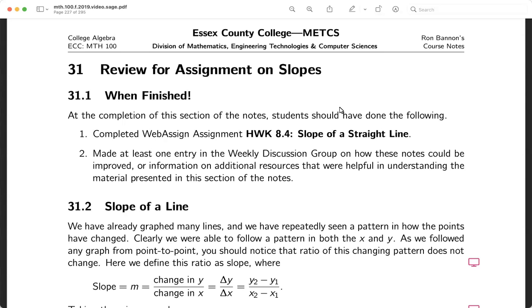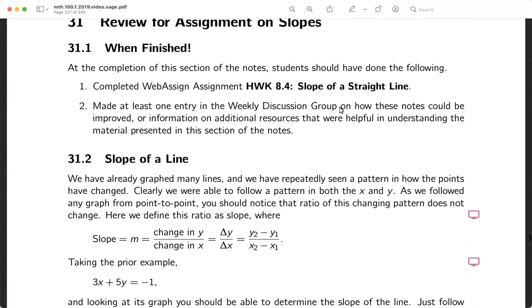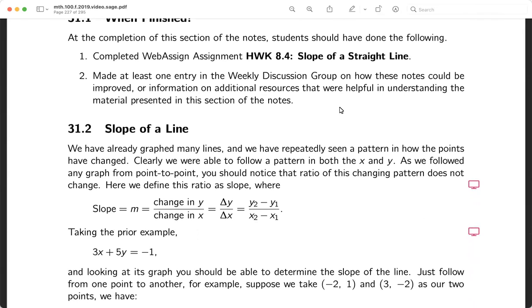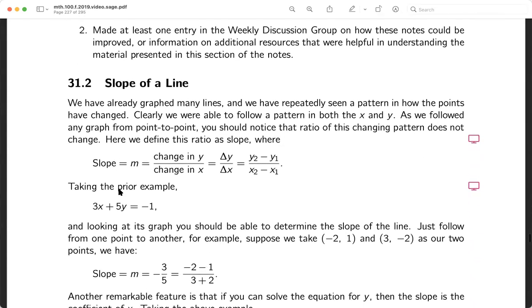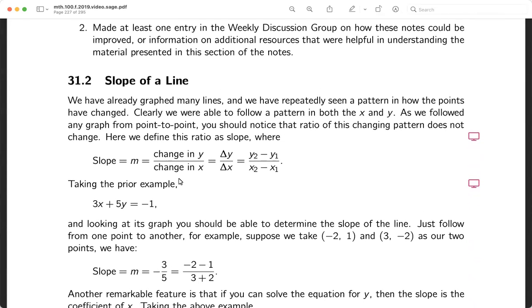Okay, we're in section 31 of the notes, and this is the section on slope of a line. We've defined it and discussed it in this section. We gave you the concept, at least a visual concept of it. We talked verbally about what it means: a ratio of the change in y over the change in x when you go from point to point. We also talked about the Greek letter delta, with delta y meaning a change in y and delta x meaning a change in x, and a formula. And we've also talked about taking equations and solving them for y and pulling the slope directly off the equation.